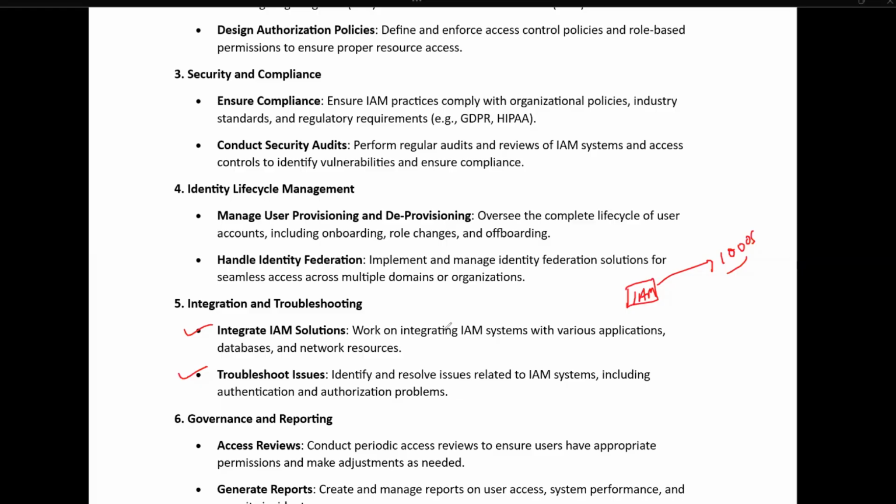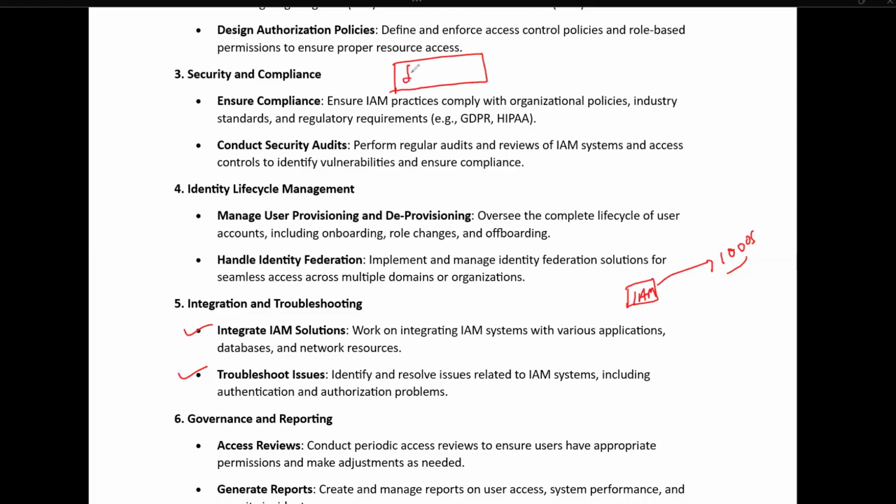Then comes, if you have implemented, what will happen? Anything you implement will have problems, right? So there you should be able to identify and resolve issues related to IAM systems, including authentication, authorization, all these problems day to day. So basically, you can divide the whole IAM into four different sections and club everything there.